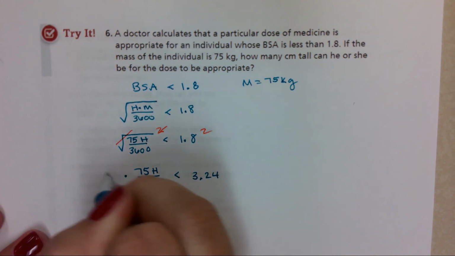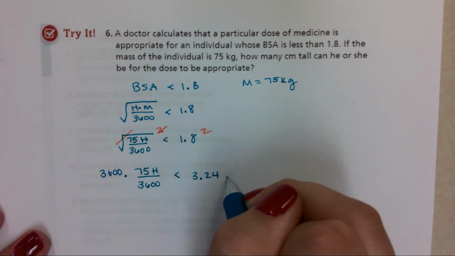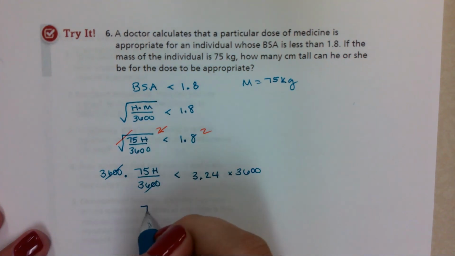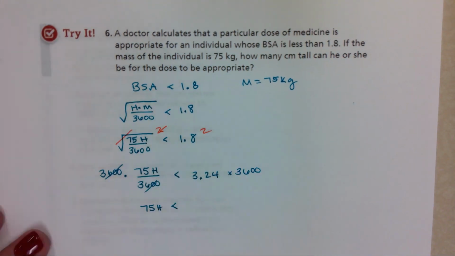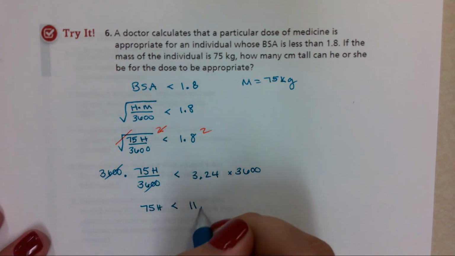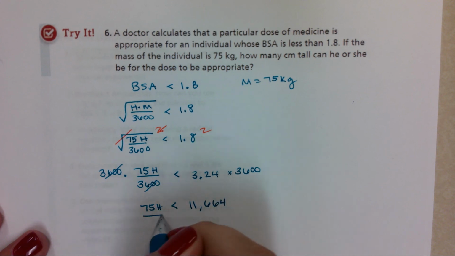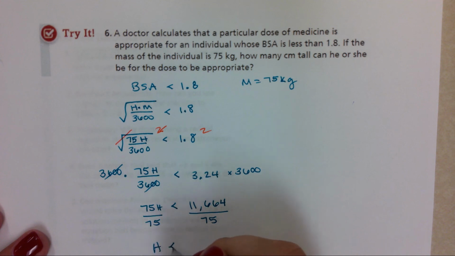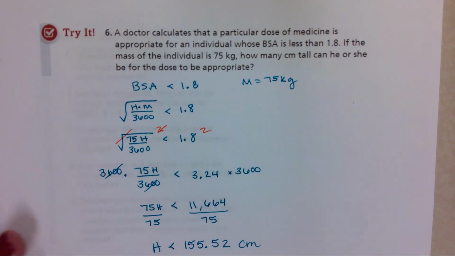Again, we multiply both sides by 3600 to clear the division, and we get 75h has to be less than 11,664, and then divide by 75, and we get that their height has to be less than 155.52 centimeters.